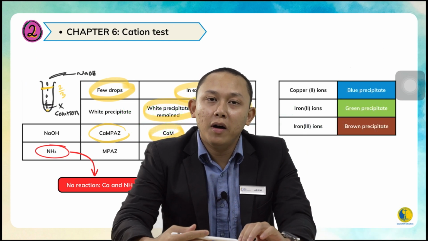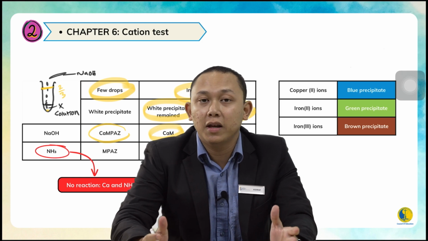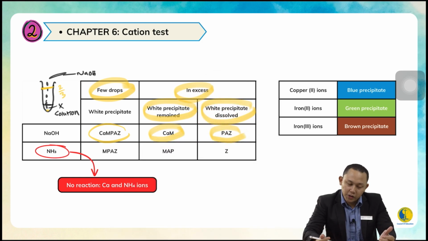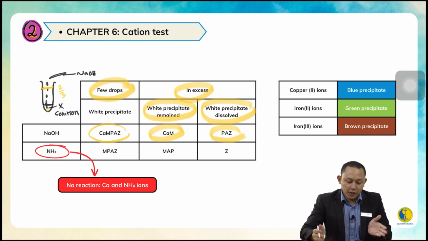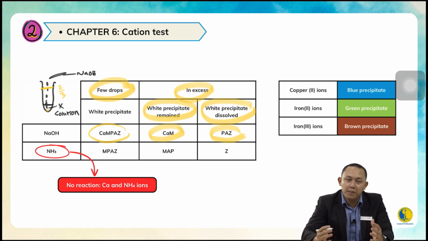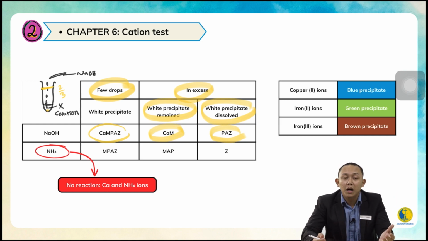Okay, so just now I covered the sodium hydroxide solution for the cation test. I'm going to proceed with the ammonia solution. Same thing for the ammonia solution: you can see there will be a few drops first, the same method as just now. You just add 3 to 4 drops into your test tube that contains the unknown salt solution, and then you can see a white precipitate occur.